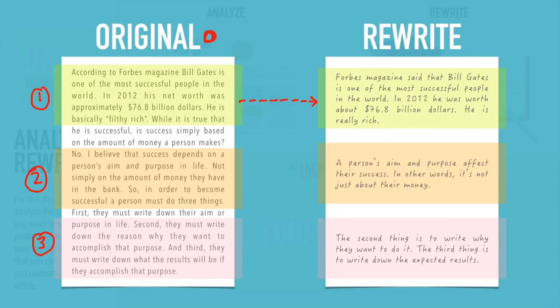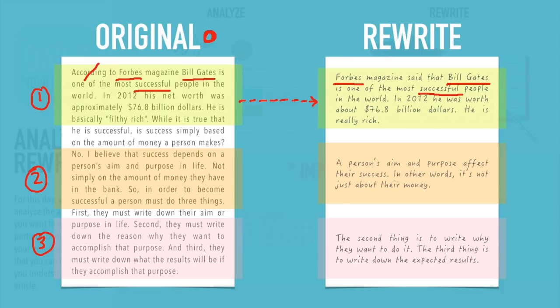So this is what I wrote. Forbes magazine said that Bill Gates is one of the most successful people in the world. Okay, well, I mentioned Forbes magazine, and Forbes is right here. Then I mentioned Bill Gates, and Bill Gates is right here. And I also said that he was a very successful man, and they have that right here as well. But I didn't use the word according. So I chose to delete that word and to rewrite things in my own words.